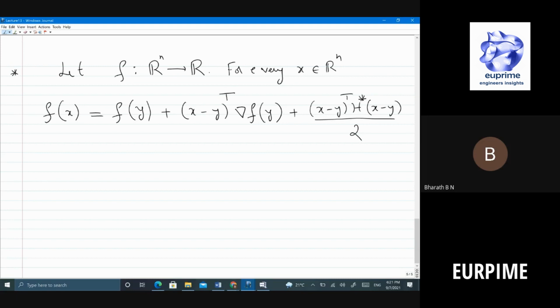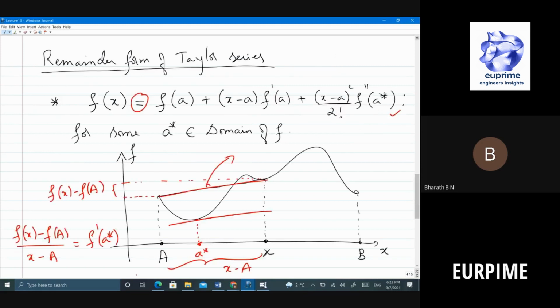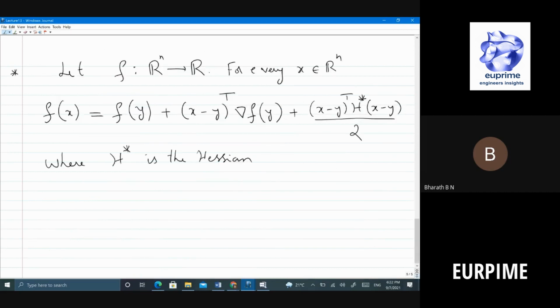I'll write it as H star, where H star is the Hessian. So let me go back here. So this is f dash of a star. A star is some point, so I'm going to take the second derivative, evaluate it at a star. What is a star? Nobody knows. It's some point in the domain of the function. So similarly here, H star is the Hessian evaluated at some, let me call this x star, belonging to the domain of f.